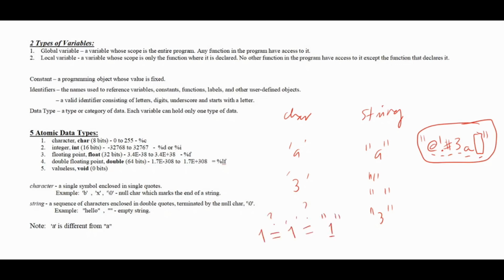Are these three the same? The answer is no. Why no? Because this is integer 1, this is character 1, and this is string 1. How about this? Is this equal to that? Is it equal to this? The answer again is no, because A is a variable. This is character A, character value A. This is string value A.